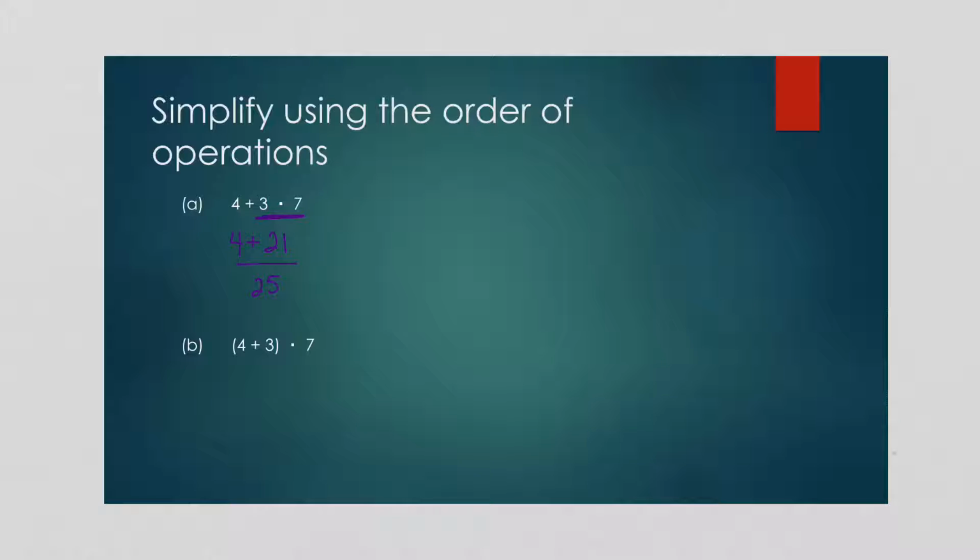Now check this out. If we had used grouping symbols, that means we got to do 4 plus 3 first. 4 plus 3 is 7. And then we're going to multiply that times 7, and you get 49. Big difference in those answers. Even though we use the same number and we use the same operation, notice how the grouping symbols changed our answer significantly.